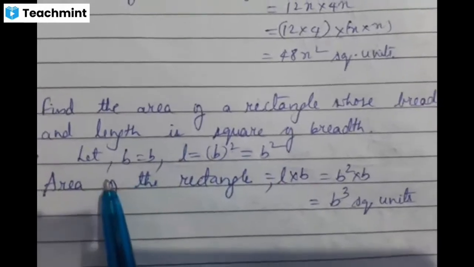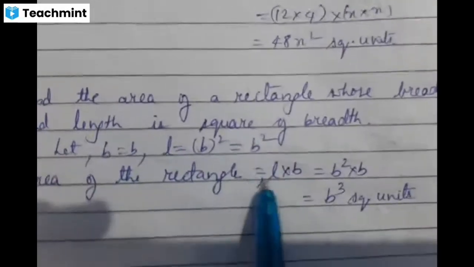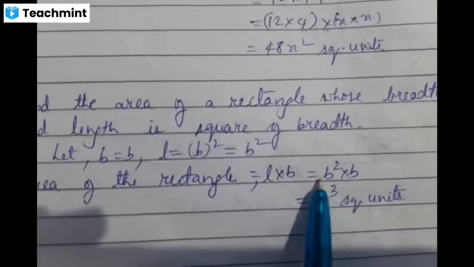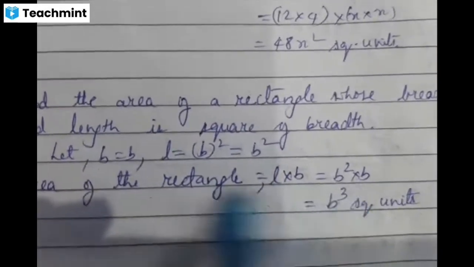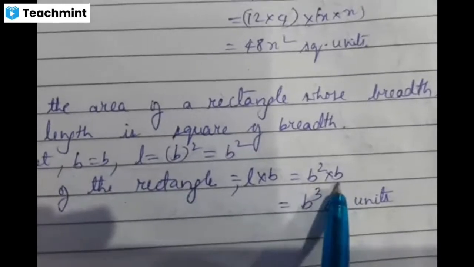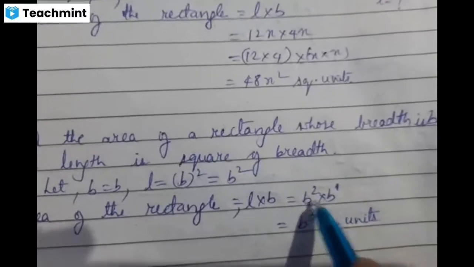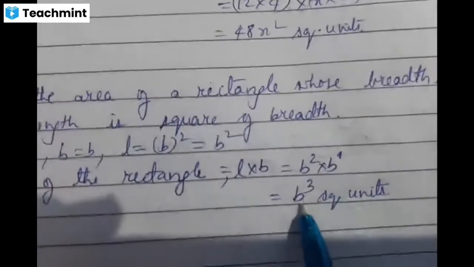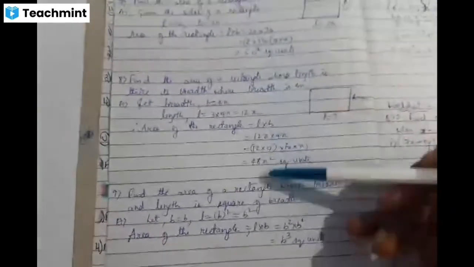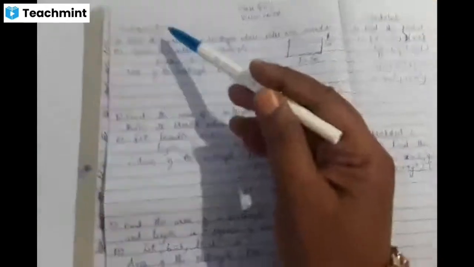B is the breadth. Find the area of this rectangle means use the formula length into breadth. Length is taken as b square and breadth is b. B square into b. B means what, children? B to the power of 1. So bases are same. You should add the powers. 2 plus 1 is 3. So b square into b will be b cube square units. In this way, we have solved 3 questions from the worksheet number 1.